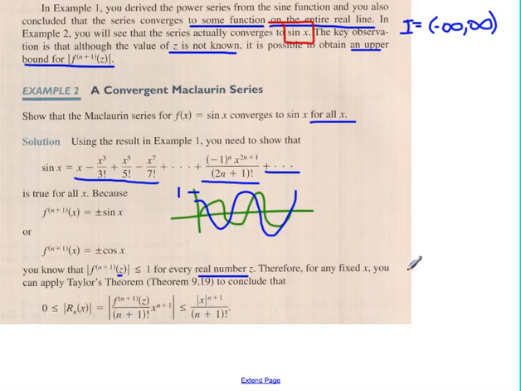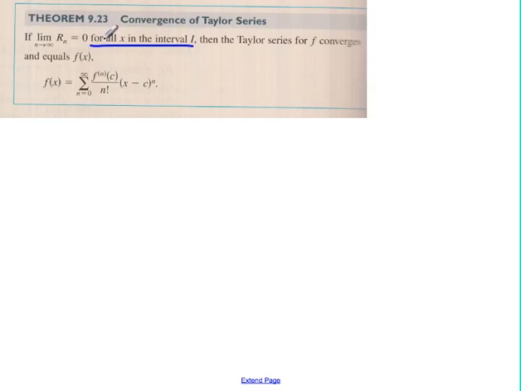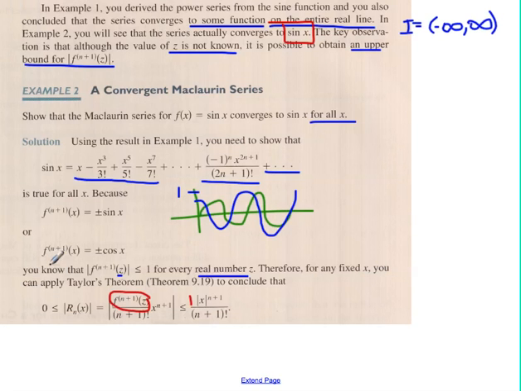Therefore, for any x, we can apply Taylor's theorem from the previous lesson and say that the remainder term, the Lagrange error bound from that theorem, is less than this part, which we've decided has to be less than 1 because of the sine and cosine being bounded by 1. So you could put a 1 right there if you wanted to. Then we just saw a theorem that said if the limit of that thing is 0, then the Taylor series converges and equals f of x. That's a pretty nice thing.